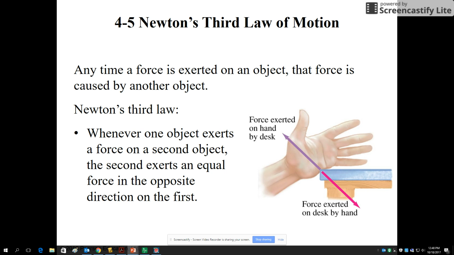So the third law states that whenever one object exerts a force on a second object, the second object exerts an equal force in the opposite direction on the first. Keys or things to note here are that these are two different forces, and although those forces are equal, they're not acting on the same object. There's two different objects in play here, and I think a lot of our confusion stems from trying to apply these equal and opposite action and reaction forces to the same object.